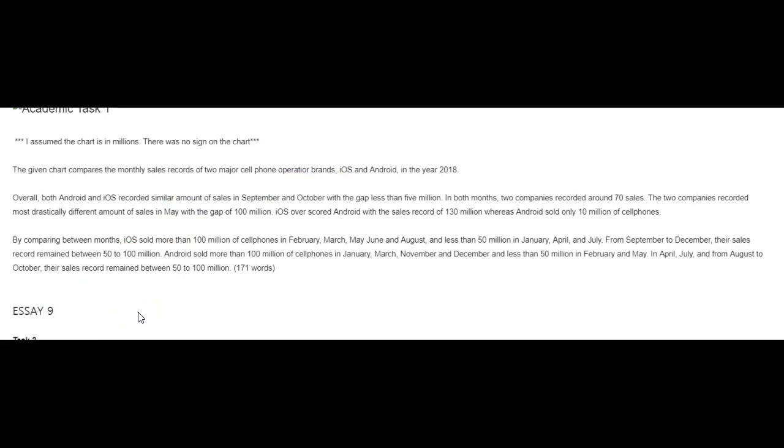Okay, so moving on. By comparing between months, iOS sold more than 100 million cell phones in February, March, May, and June and August, and less than 50 million in January, April, and July. From September to December, their sales record remained between 50 to 100 million. Android sold more than 100 million cell phones in January, March, November, and December, and less than 50 million in February and May. In April, June, and from August to October, their sales record remained between 50 to 100 million.